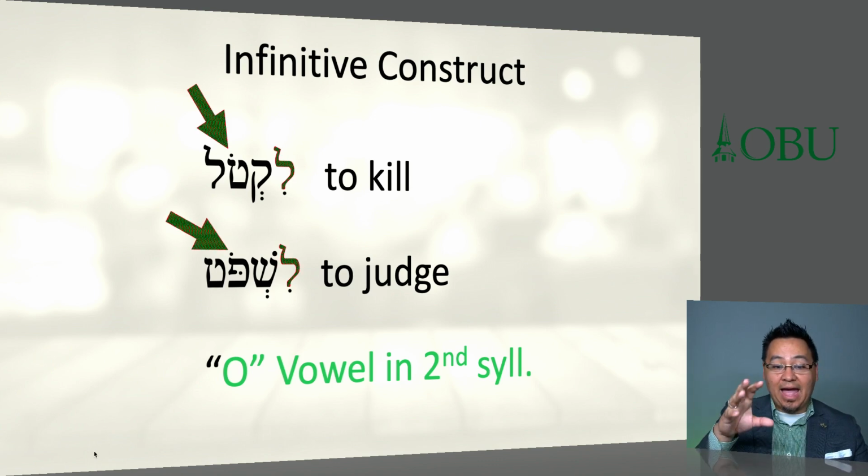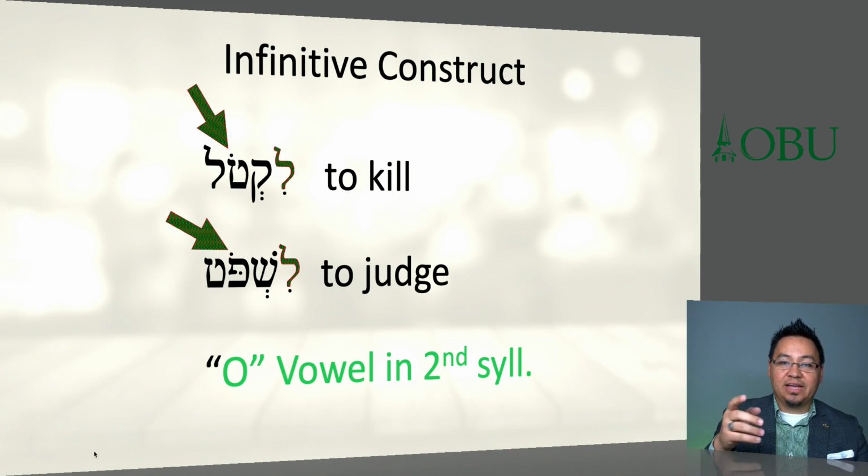Notice right here, we have both on this. We have a lamed plus an O-class vowel. Again, Noah, and now we're moving on to Nimrod, the O in the second letter of the root. So we have li-ktol, okay, so to kill, but it's an infinitive, to kill. We have li-shpot, to judge.